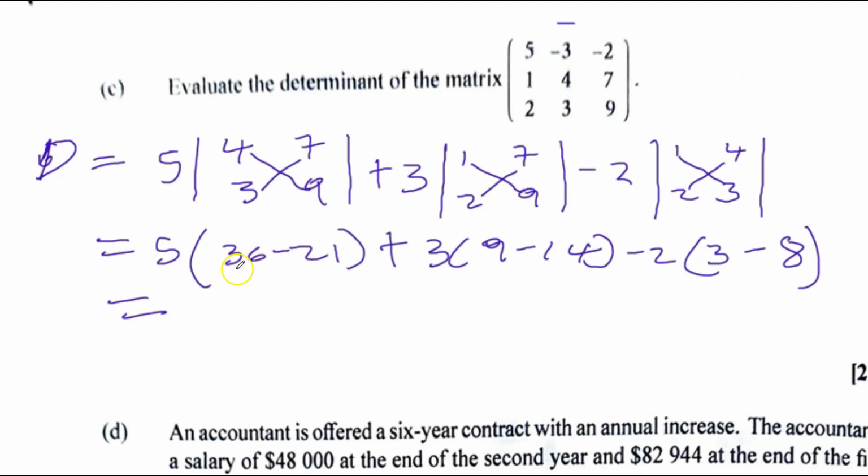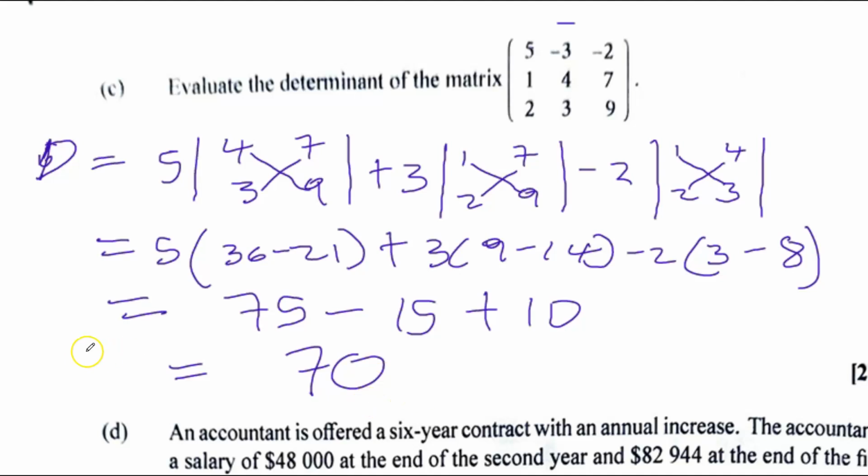And we're finishing out 36 take away 21. That's 15. And 5 times 15, that's 75. In the other bracket, 9 minus 14, that's minus 5. Multiply by 3, that's minus 15. Other bracket, 3 take away 8, that's minus 5. Times minus 2 outside, that's positive 10. No, sorry, 60 plus 10, 70. So the determinant is 70.